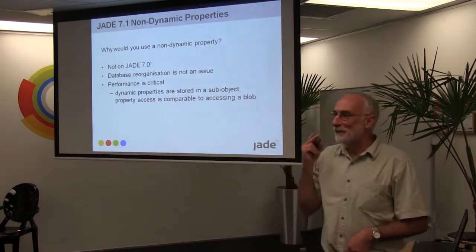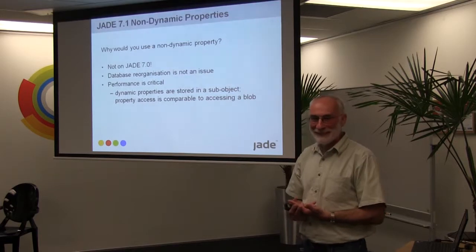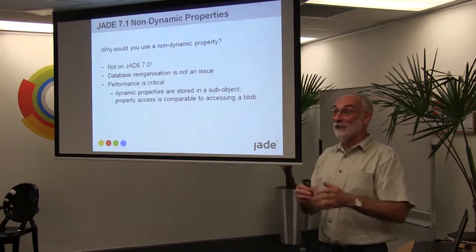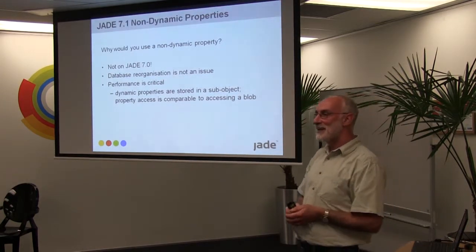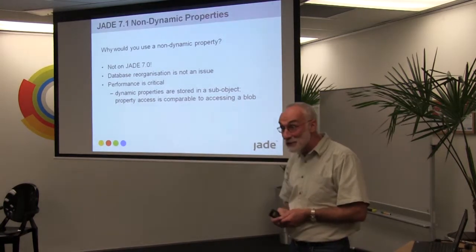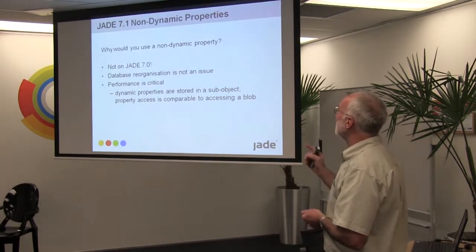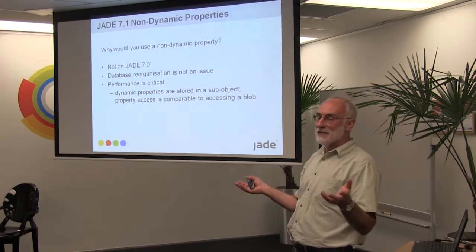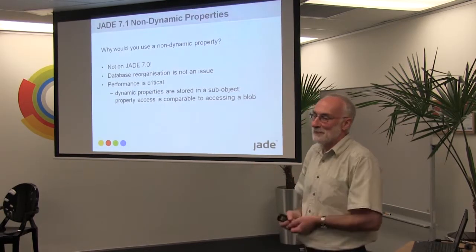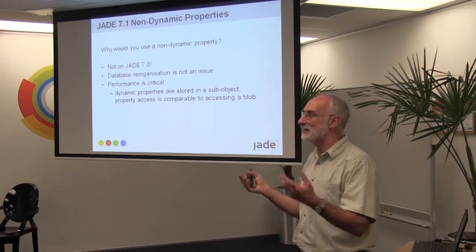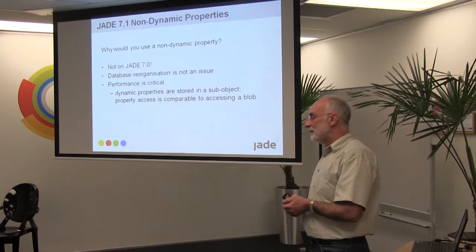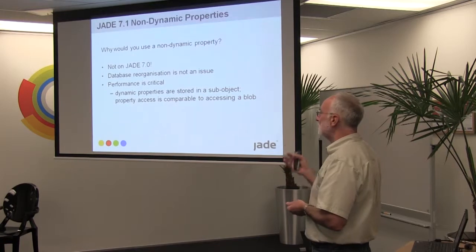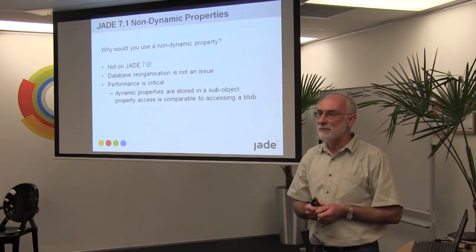So now we've got 3 types of properties to choose from. Which one do I use? I'm spoiled for choice. Why would you not want to use a dynamic property? Well, if you haven't migrated to 7.0, then sorry, you haven't got a choice. So if you've got a static property, if you don't care whether or not you're going to have to do a reorg, then by all means make it static. Don't even think about using a dynamic property. If you're really concerned about performance, then you stick with a non-dynamic property.